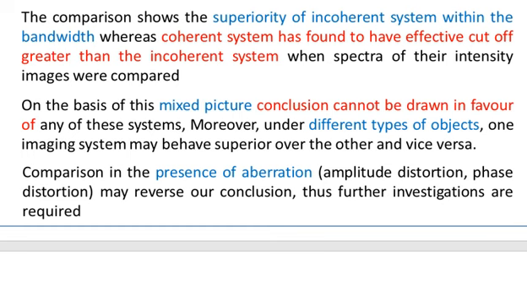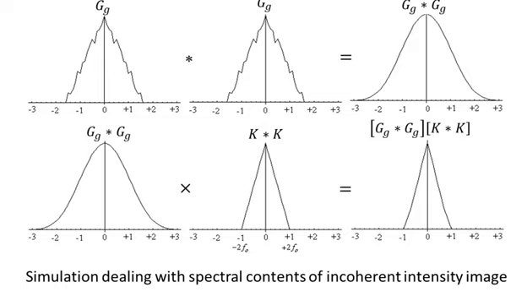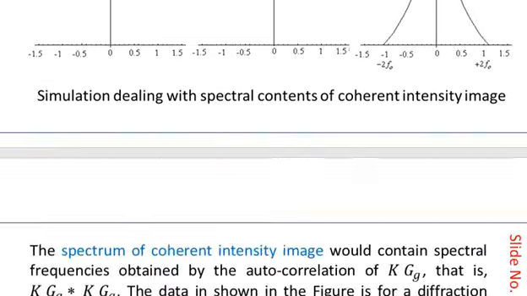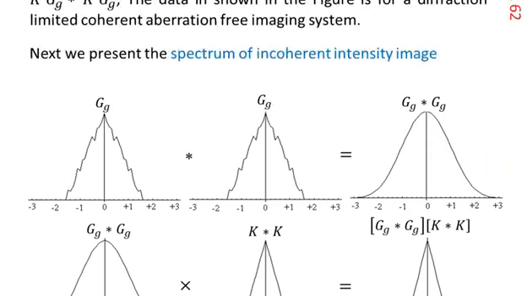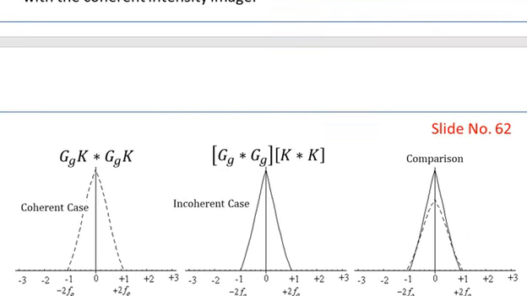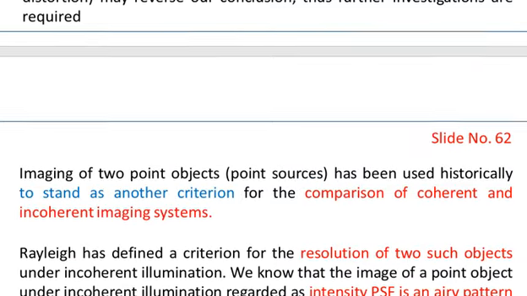type of the object. And we have also not included the aberration as yet, because these examples that we have presented were for a diffraction limited aberration free system. But you know that if you include the aberrations, then the results could be quite different. So comparison in the presence of aberration, including amplitude aberration or phase distortion, may reverse conclusions. Thus further investigations are required.